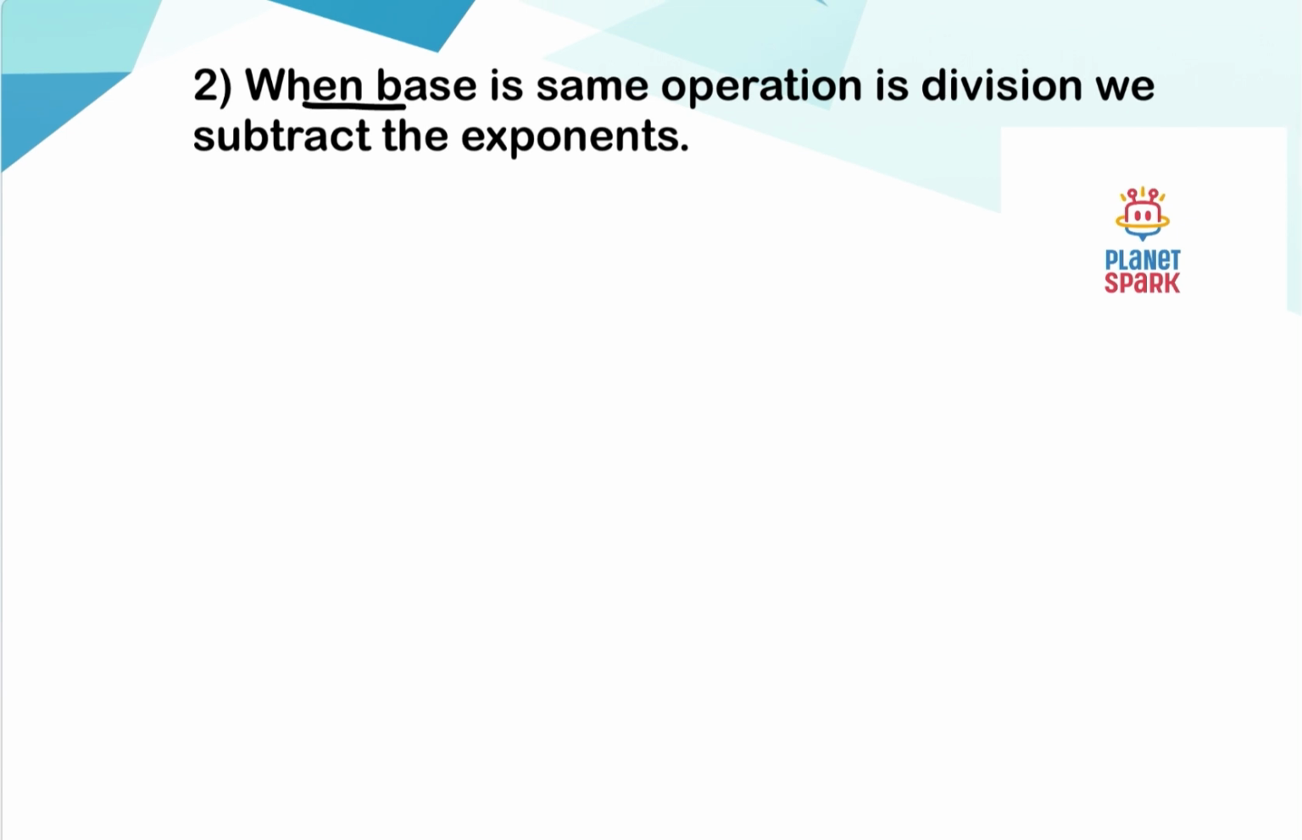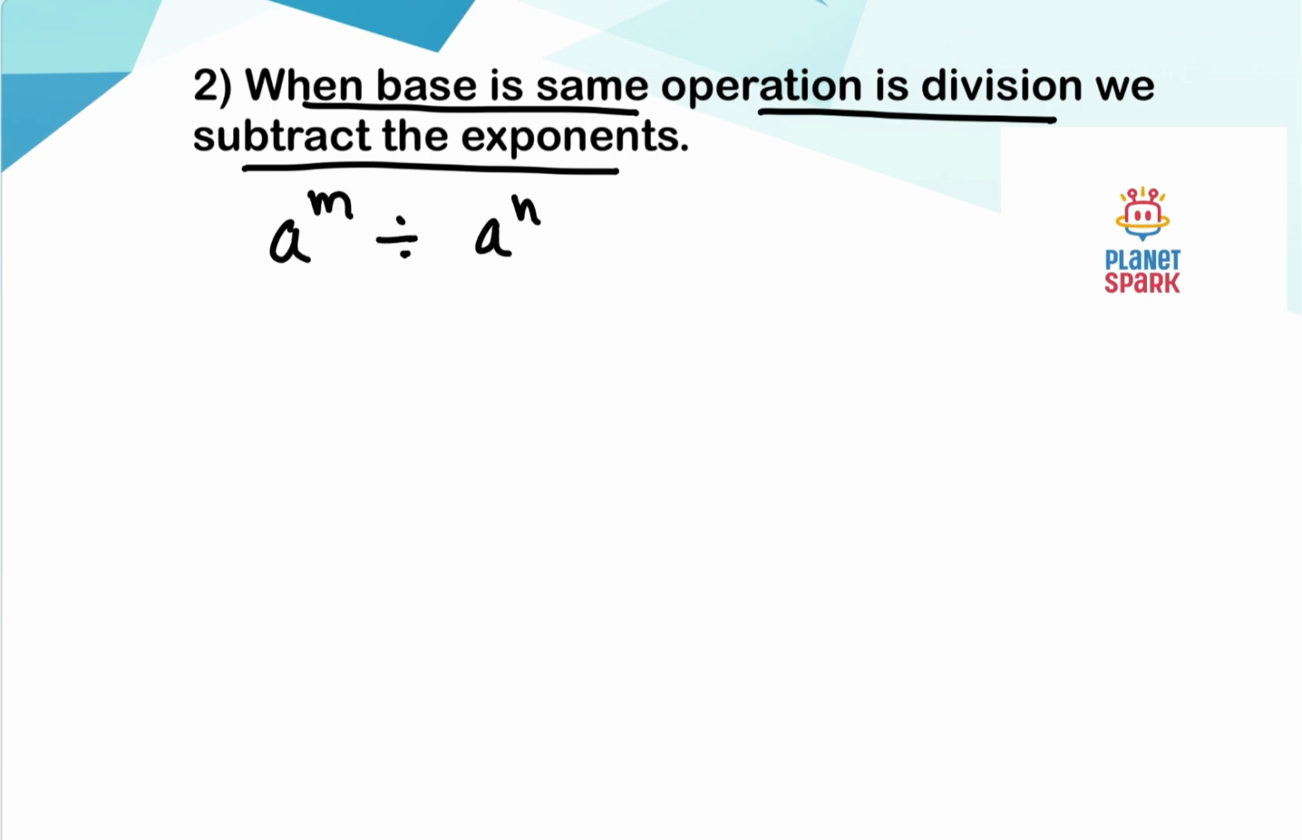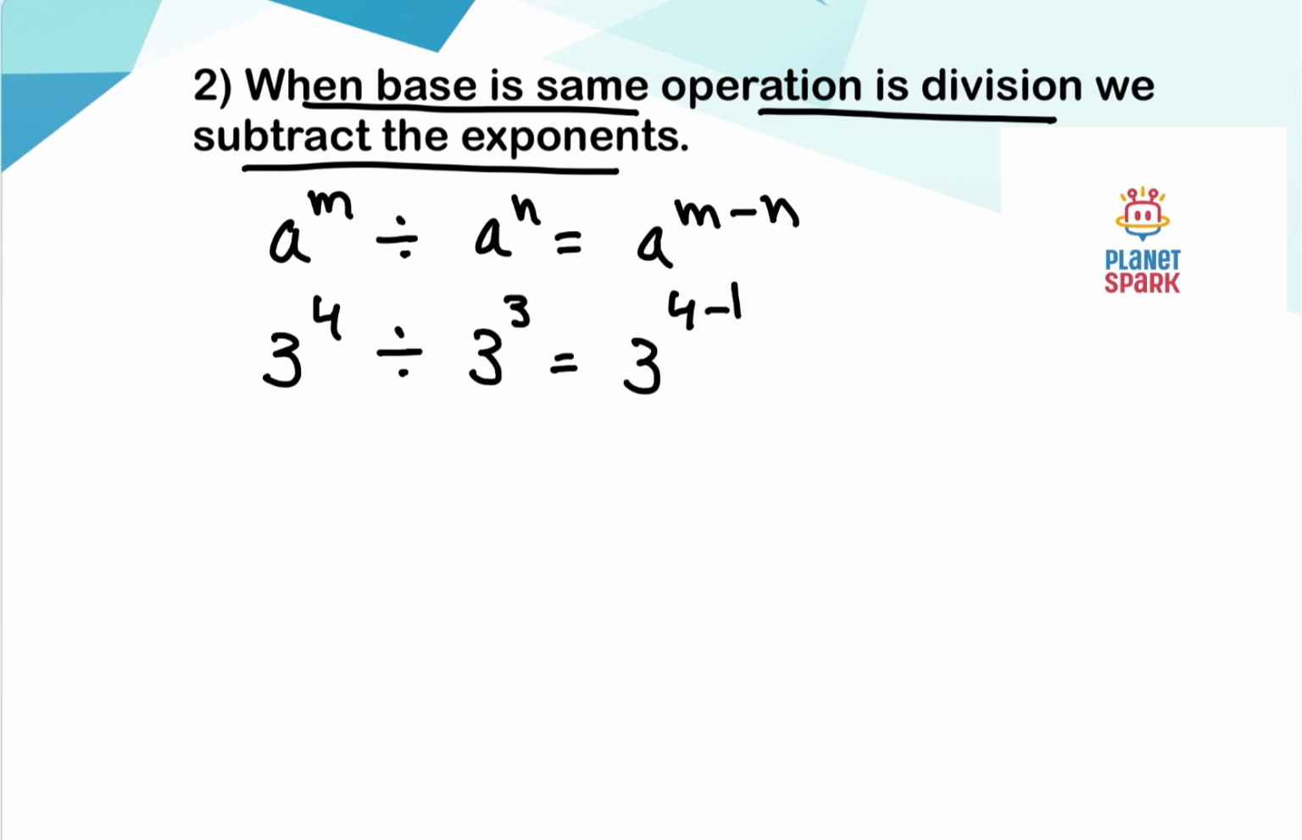When the base is the same and the operation is division, we subtract the exponents. So the rule says a raised to the power m divided by a raised to the power n is equal to a raised to the power m minus n. Base is the same, operation is division, simply subtract the powers. Example, 3 raised to the power 4 divided by 3 raised to the power 3 will become 3 raised to the power 4 minus 3, that is 3 raised to the power 1.